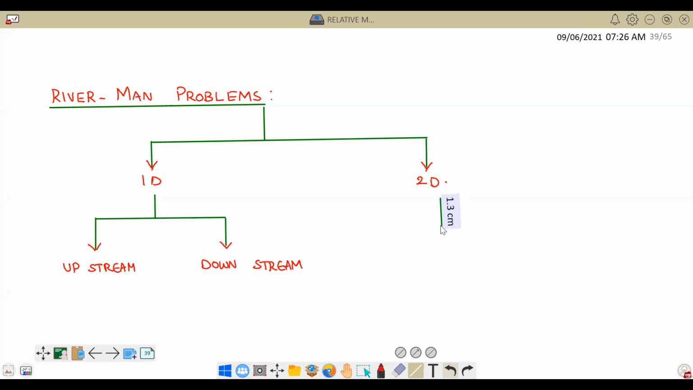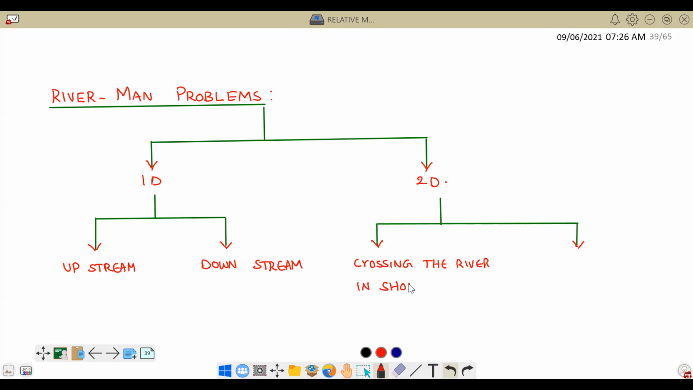Next, two-dimensional. Here also there are two cases. Now, crossing the river in the shortest time. I want to cross the river in the shortest time. So which route should I take? Suppose you want to go urgently to the other side. So you'll ask, I want to go very fast. What is the best route, or how should I travel?